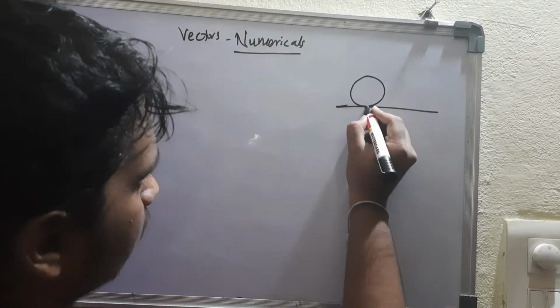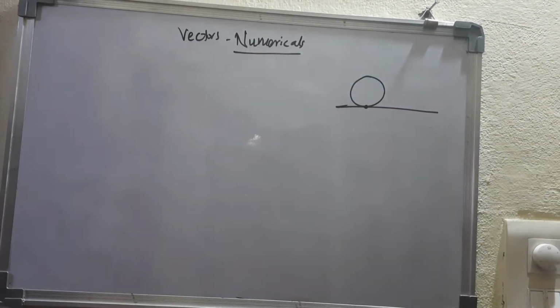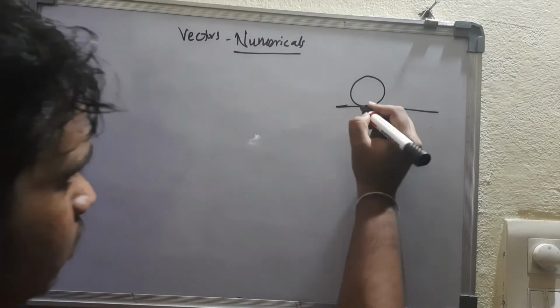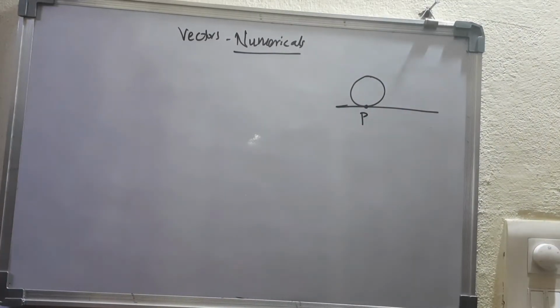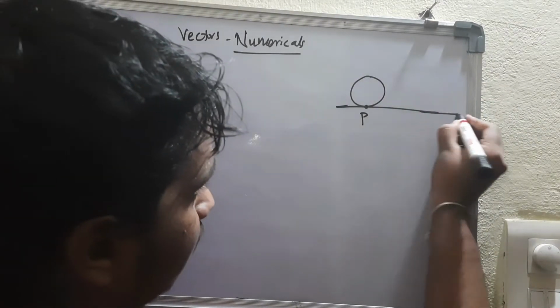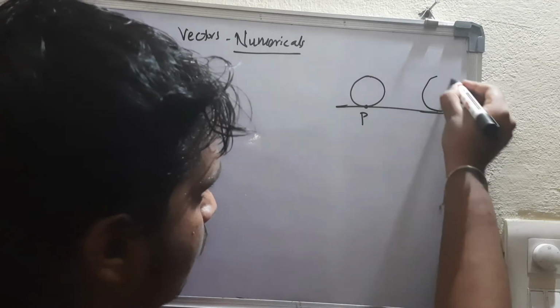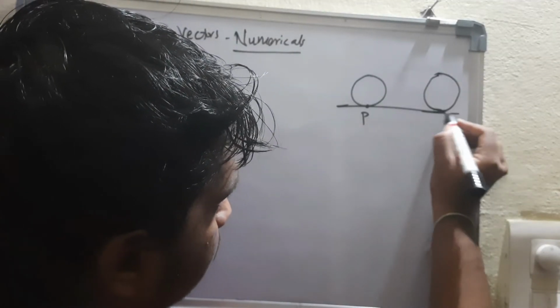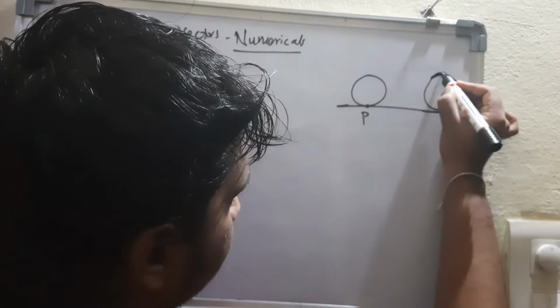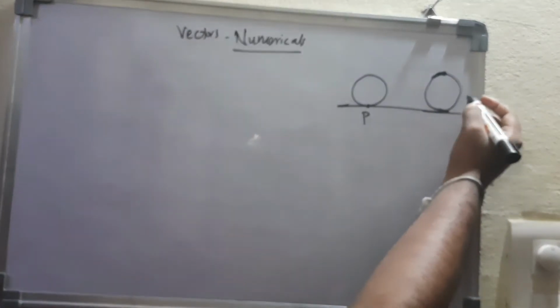This is a wheel having contact with the ground. Let us assume this point as P. Now after half of a revolution, as I said, it goes up. This will be the point. Let this point be M.